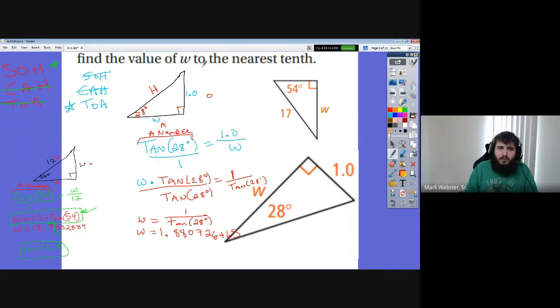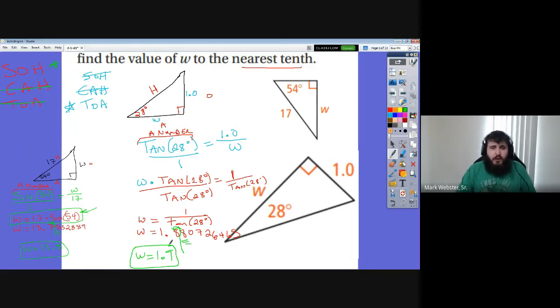1.8807264665. And once again, they say to the nearest tenth, so that's what we're going to do. Nearest tenth is the nearest one decimal place. So we're going to look at the second one. Is that bigger than 5? Sure is. So we're going to round this up. 1.9.